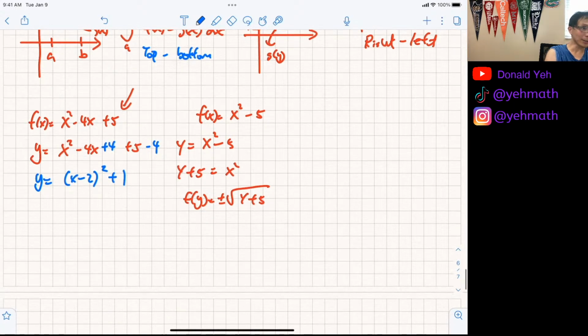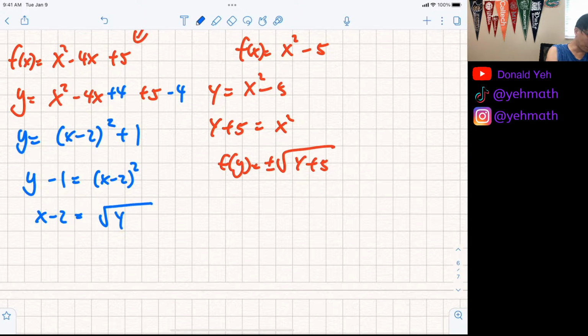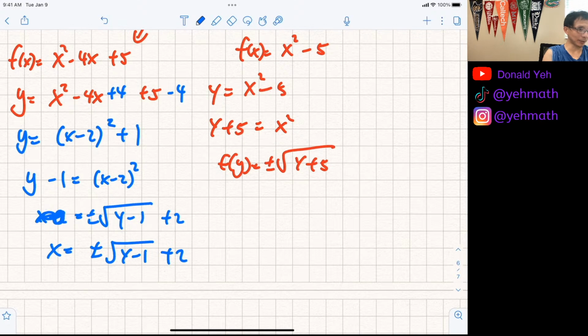But regardless, the kid is really smart. It was y minus 1 equal to x minus 2 squared. And then you can take the square root of this. It'll be x minus 2 equal to plus or minus the square root of y minus 1, plus 2. So x equals plus or minus the square root of y minus 1, plus 2. So that's how you solve for x in terms of y. What did you scribble out on the left? It's just x. It was y minus 1.